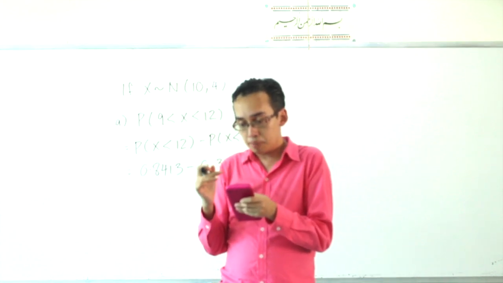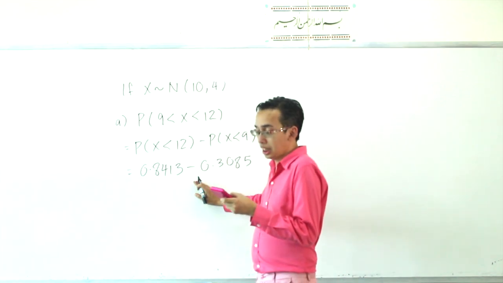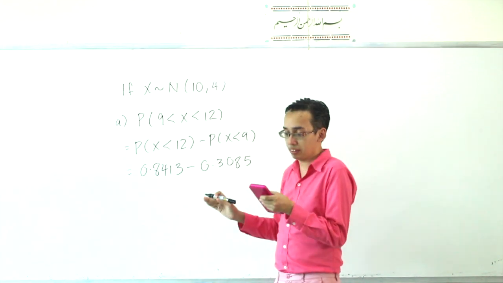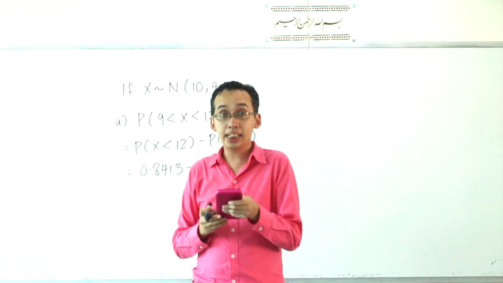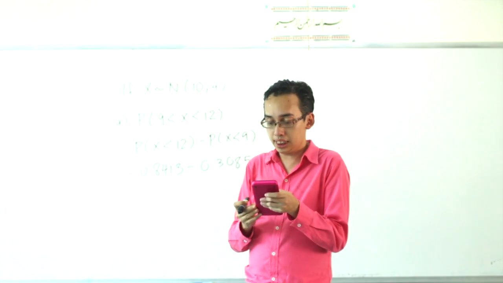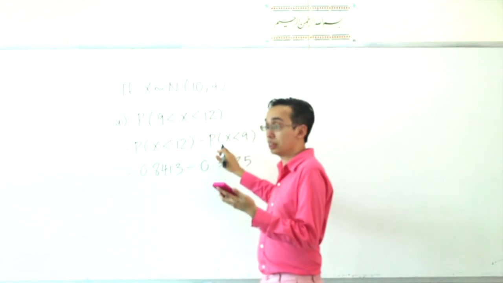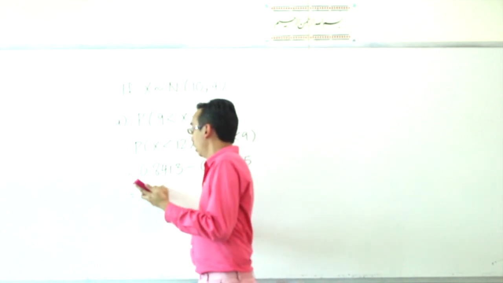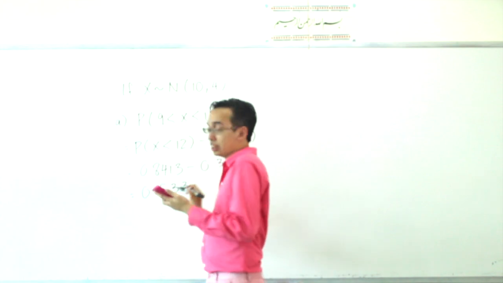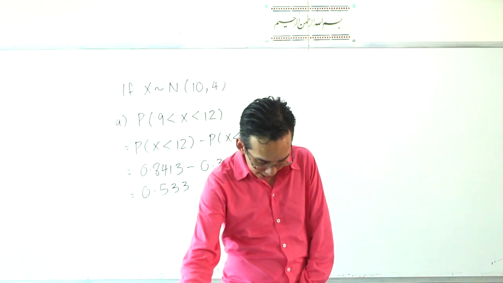Before that, press minus because you're going to subtract. Go up, find back this 0.3085 here, and press enter again. It will copy paste to the same line. Now I press enter. This will give the exact value of these two probabilities when we subtract them. So it's 0.5328. And that's how the book got 0.533.